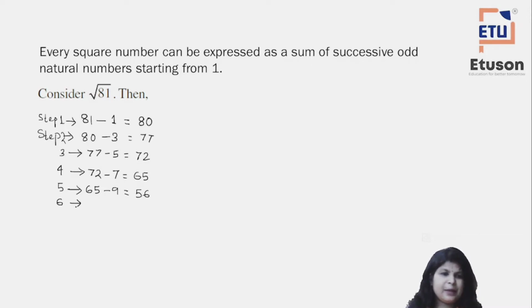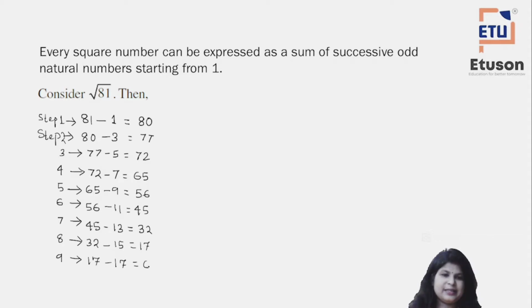Now, the next step, I will subtract the next odd number, that is 11, and my answer will be 45. Then in the seventh step, I will subtract the next odd number, that is 13, and I will get how much? 32. Now in the next step, that is the eighth step, I will subtract the next odd number, that is 15, which gives 17. Now in the ninth step, I am going to subtract the next odd number, that is 17, and your answer is 0.